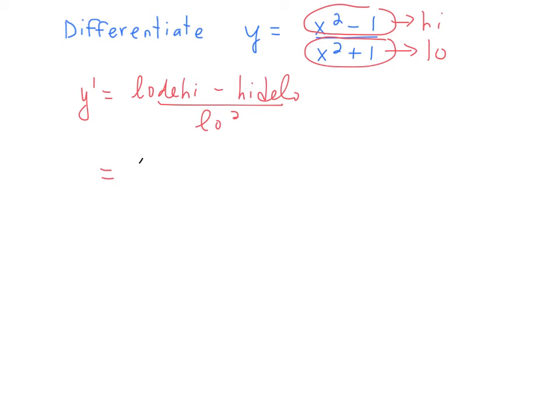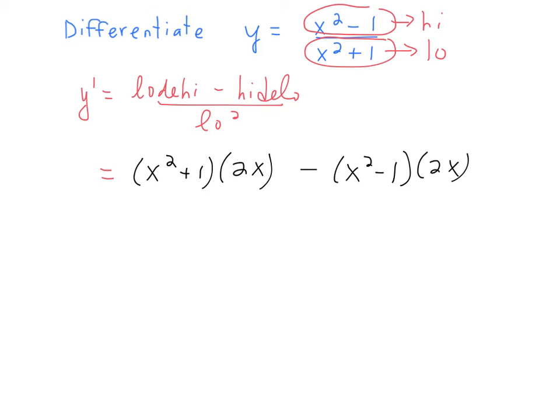So the low piece means just write down what's down low. D high means we need the derivative of what's up high. Minus, now we need the high piece, which is x squared minus 1. And the derivative of what's down low, well, that's also going to end up being 2x. And then this is all over low squared, so the low piece is x squared plus 1. And then we need to square that.